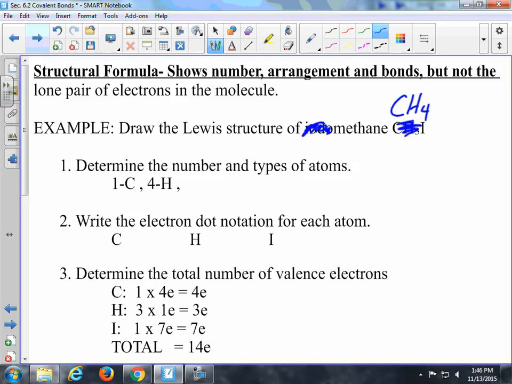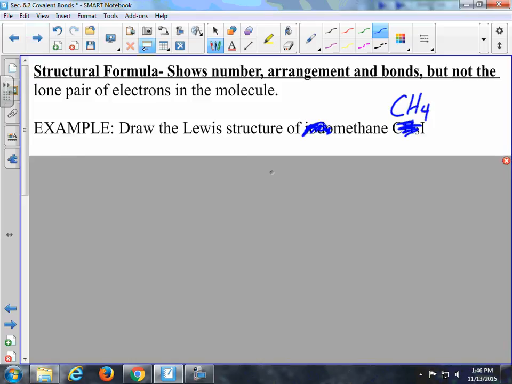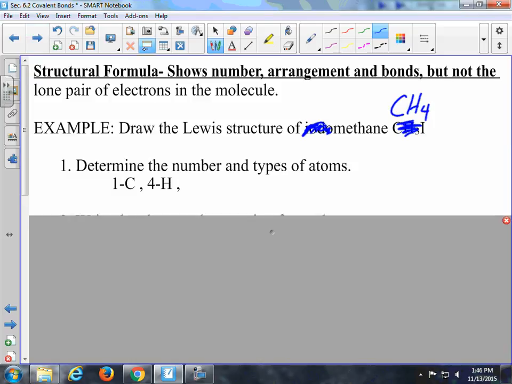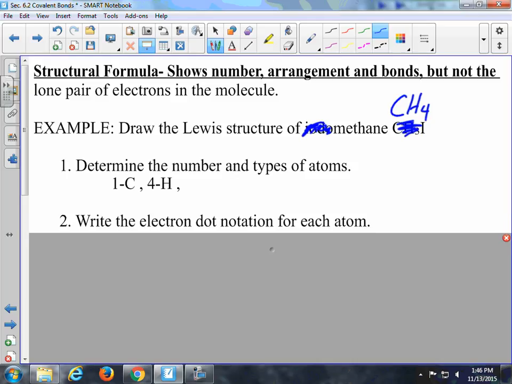So, step 1 of the Lewis dot structure is determining the number and types of atoms in methane. What elements are in methane? Carbon and hydrogen. How many carbons do we have? 1. How many hydrogens do we have? 4. Easy enough. Next step. We're going to write the electron dot notation for each atom. So the next step in this process is we have to figure out how many electrons go around carbon and how many electrons go around hydrogen. Based on our review, how many electrons do go around carbon?